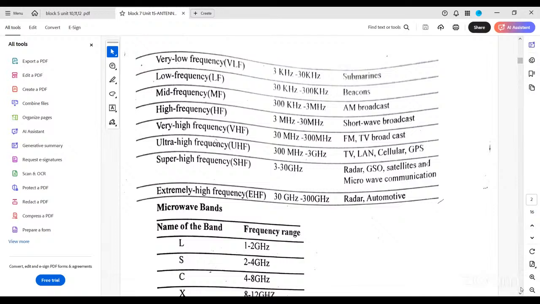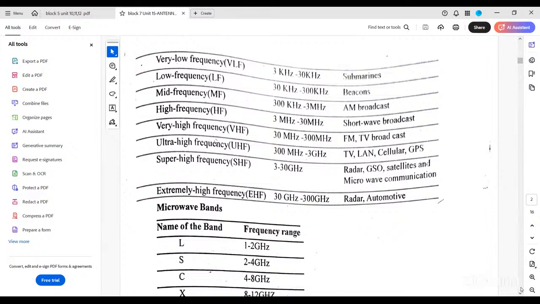So what is this band of 3 to 30 gigahertz? Anyone? Super high frequency covers everything here. In super high frequency, the first frequency started from 3. The ending frequency for ultra high frequency is 3 gigahertz. Super high frequency is more than 3 gigahertz, up to 30 gigahertz.